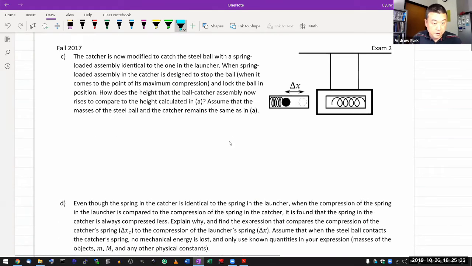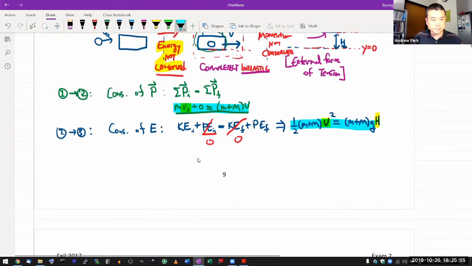All right, part C. It says the catcher is now modified to catch the ball with a spring-loaded assembly, identical otherwise. When the spring-loaded assembly stops the ball, it locks the ball in position. How does the height that the ball catcher assembly now rises to compare to the height calculated in A? So this question is asked to have you think through the derivation that you did here.